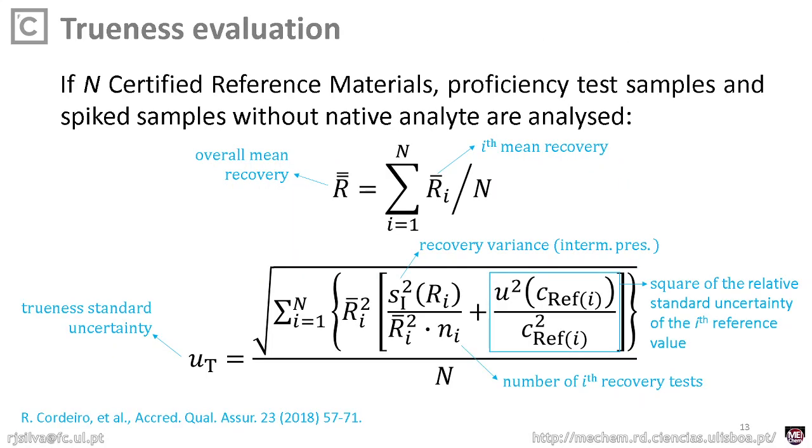So, and what about trueness? One of the challenges of trueness assessment is how to use all available reference materials like certified reference materials, proficiency test samples, and spiked samples without native analyte. How can we take all of them and assess the so-called systematic effects?